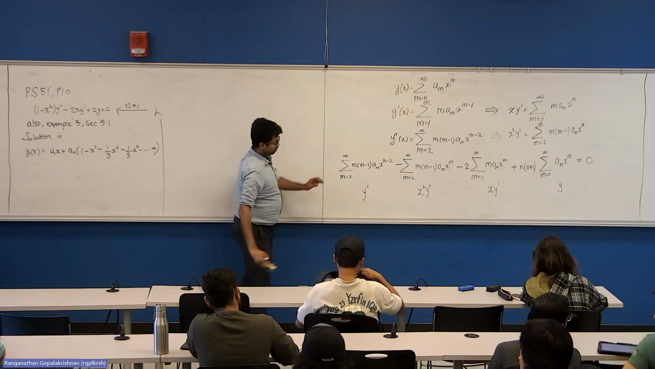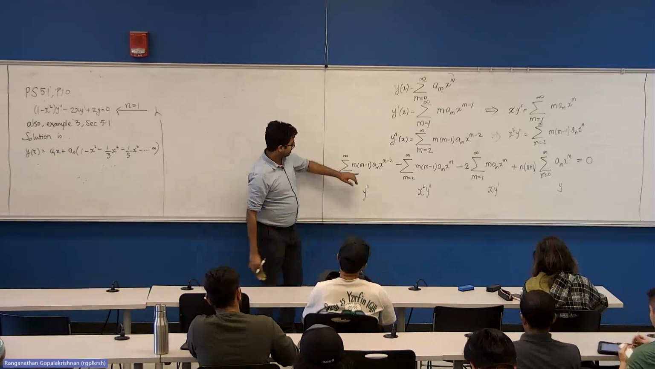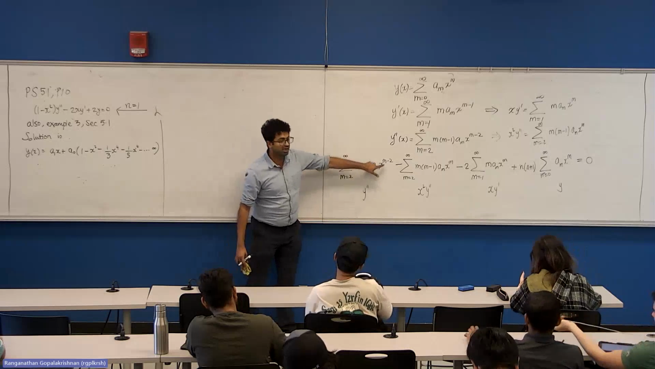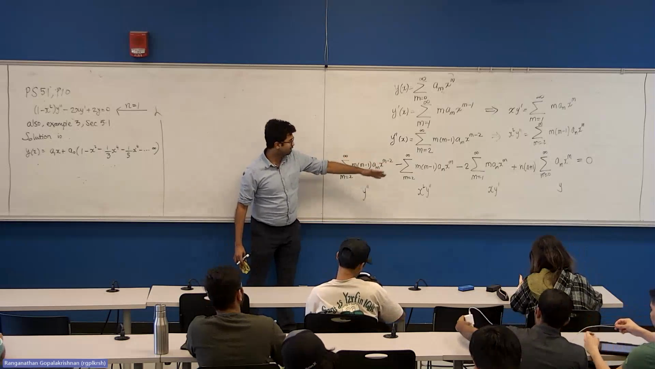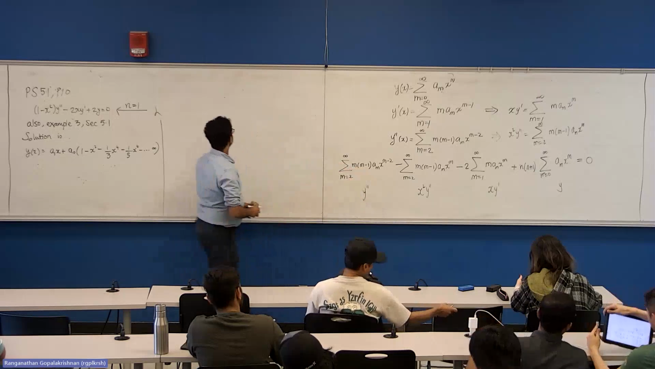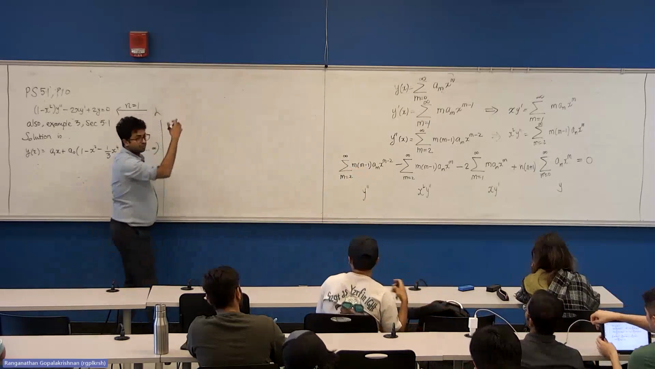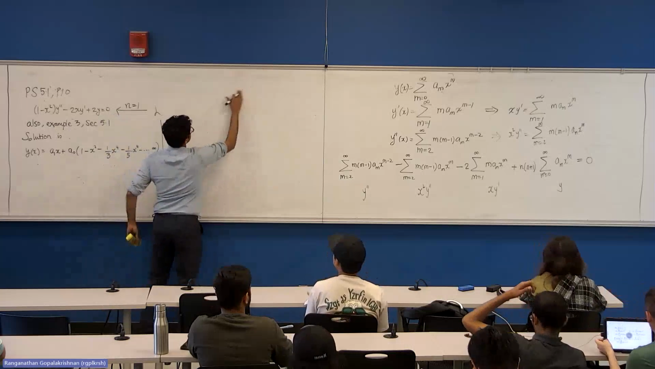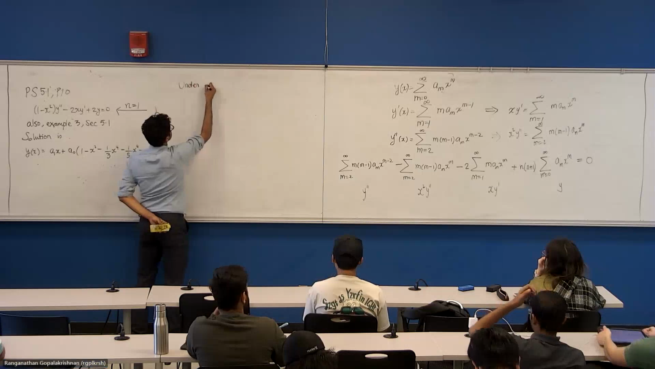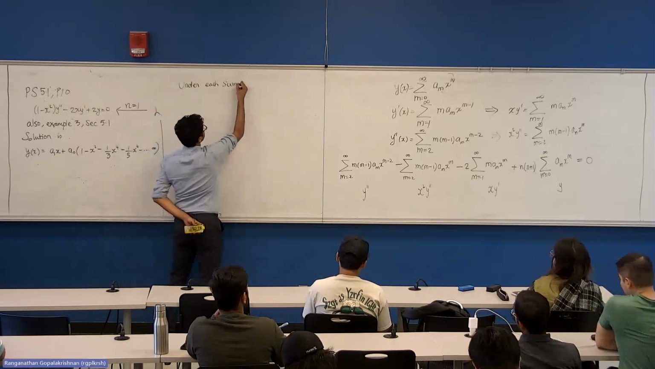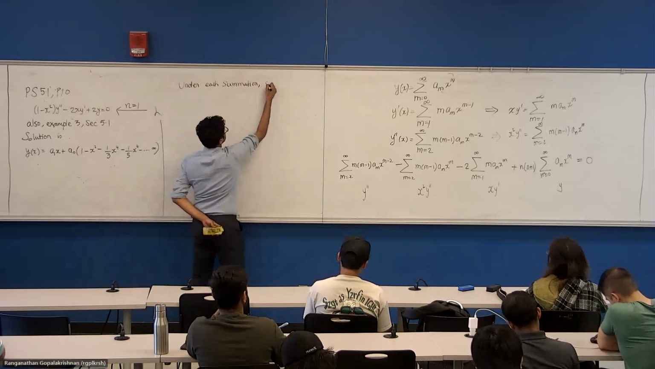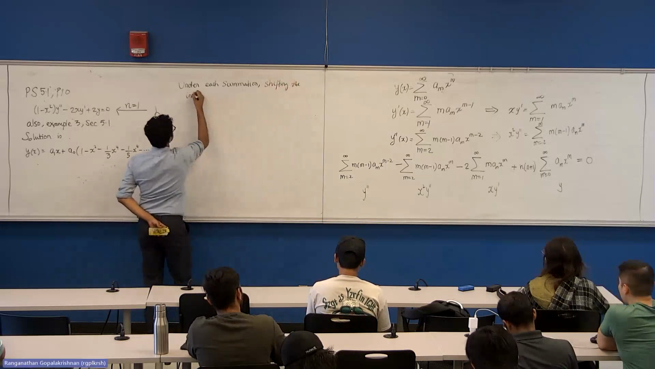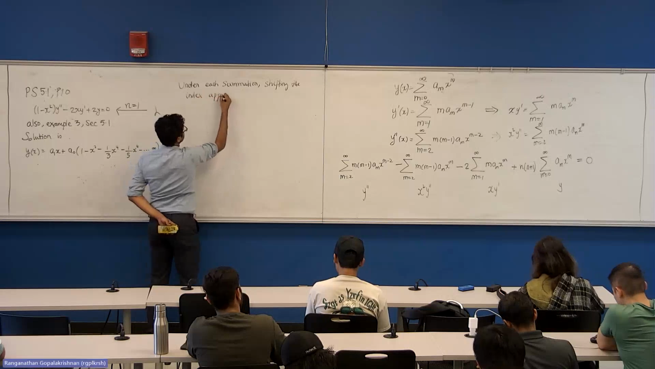So you can do it two ways here. You can do a shift of index to make sure all of them have the same x power m appearing in each summation. Or you could just stop here and start comparing the coefficients of x power m, like x power 0, x power 1, and so on. So I'm just going to shift the index under each summation appropriately.